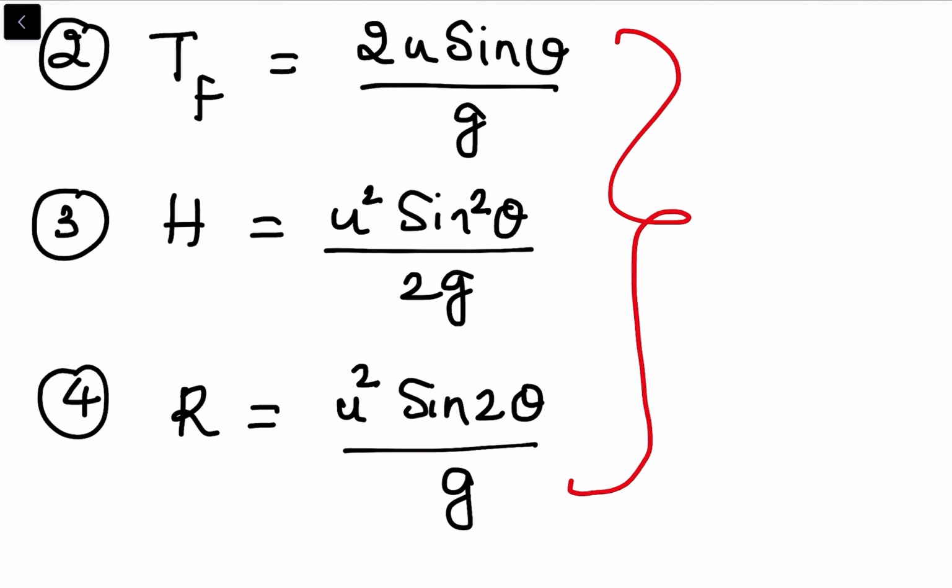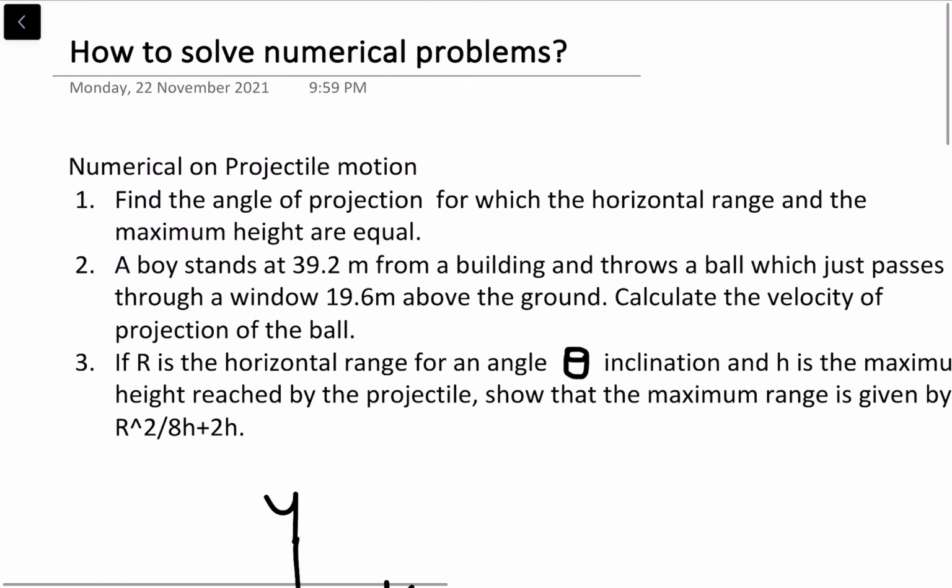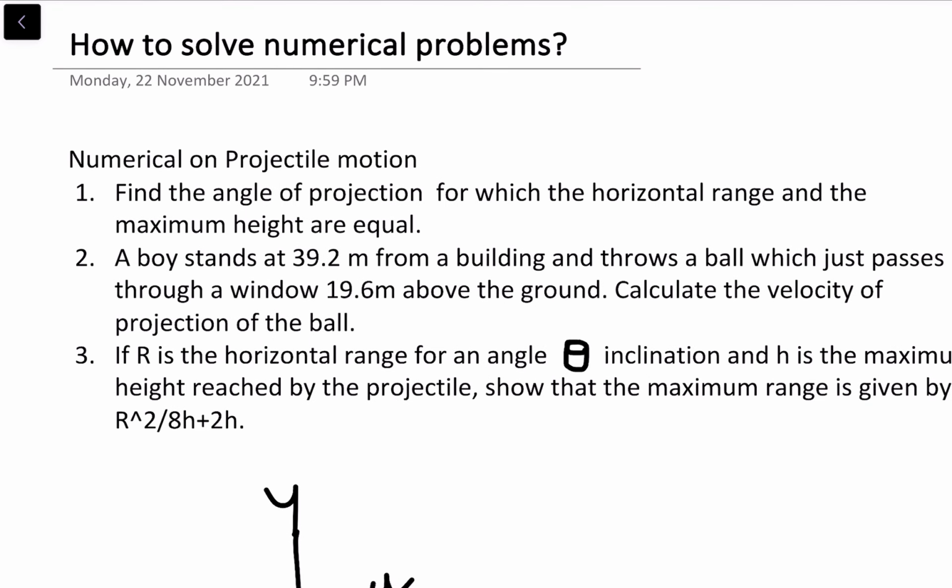For today's discussion, I have taken some numericals. You can see the first numerical. Find the angle of projection for which the horizontal range and the maximum height are equal. I am taking this first problem. Find the angle of projection. Find the angle of projection for which the horizontal range and the maximum height are equal.